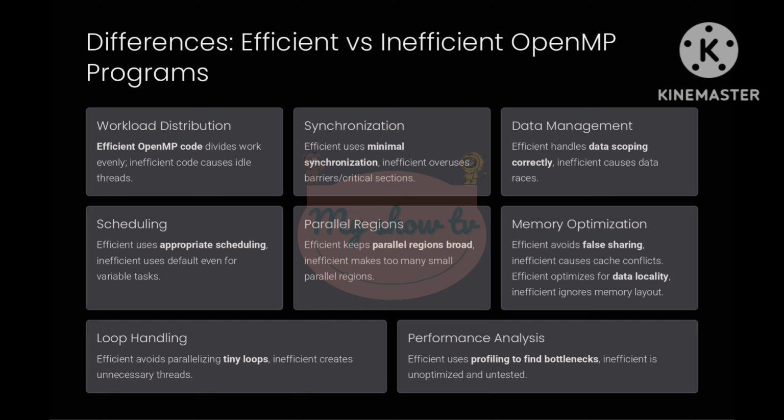Efficient code avoids parallelizing small loops, focusing on substantial computations. Inefficient code parallelizes even trivial loops, wasting time. Efficient code uses profiling to optimize, while inefficient code is unprofiled and unoptimized.